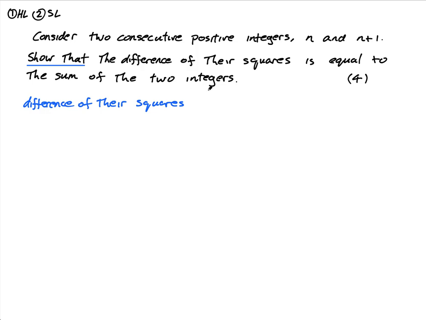So the difference of their squares is n plus 1 squared minus n squared, because the difference is minus. So it's this minus this. That's the difference between the squares of the two numbers. And then it says, show that this is equal to the sum of the two integers. So the sum, let's write it here, and the sum of the two numbers is n plus n plus 1. So we need to show that this equals this.